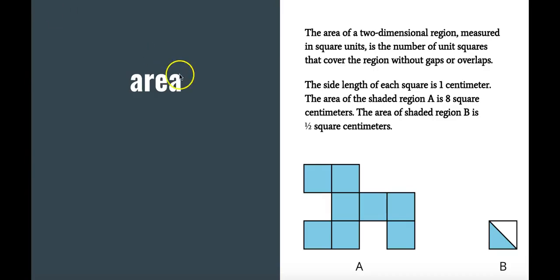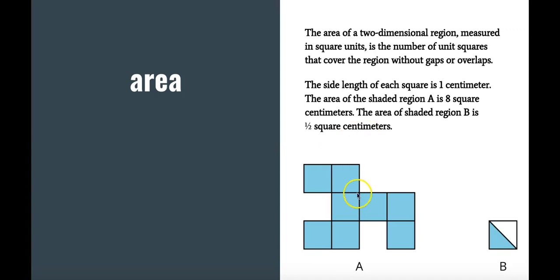Let's get some information down here. So first definition we need to write down is area. You don't have to write down every single word of this. You need to put it in your own words. So the area of a 2-dimensional region measured in square units is the number of unit squares that cover the region without gaps or overlaps. I think you could pretty much summarize this as area is measured in square units in a given area or given region.